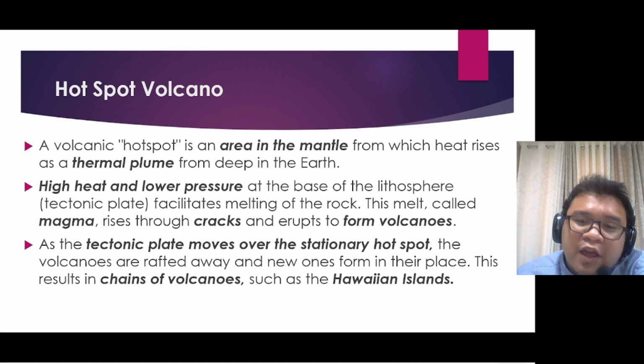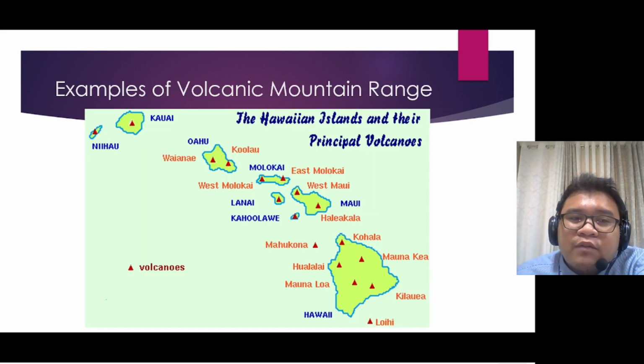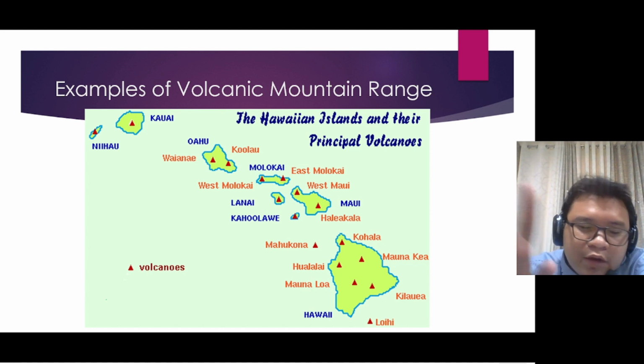Okay, so this is an example of a hotspot volcano, like the Hawaiian Islands and their principal volcanoes. You can see the entire island of Hawaii is actually volcanic islands. Sorry for the wrong term. It's not a volcanic mountain range, although they are volcanic mountains, but call them volcanic arcs or volcanic island arcs. Okay, so those are some of the examples that we can think of.